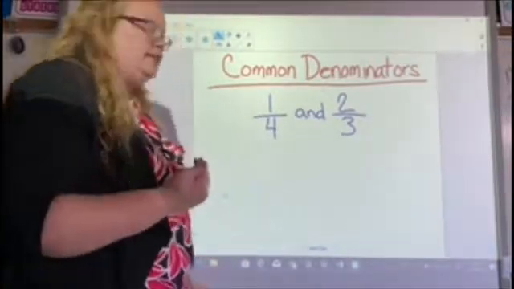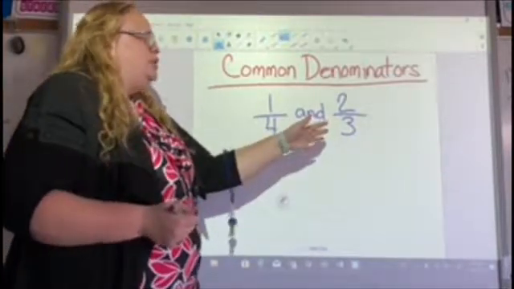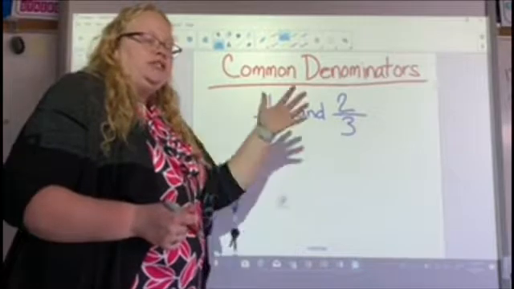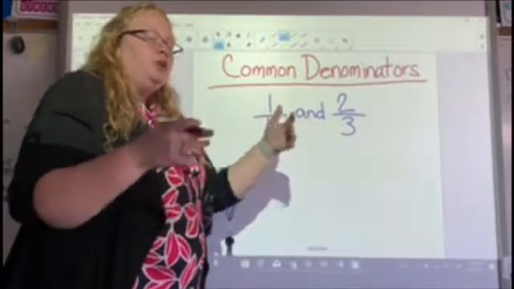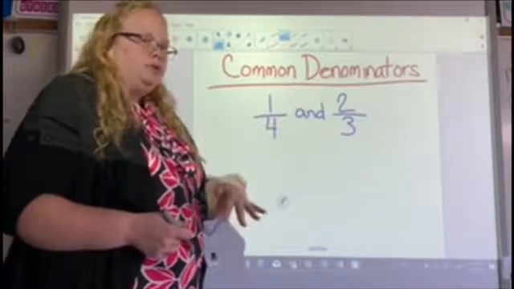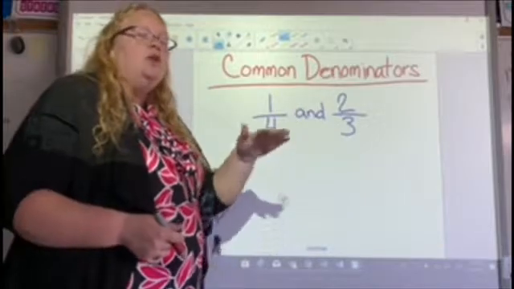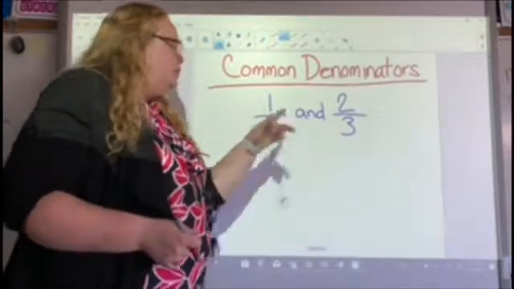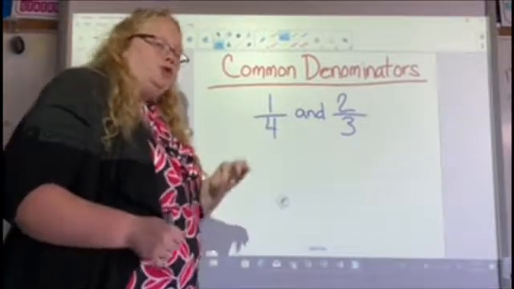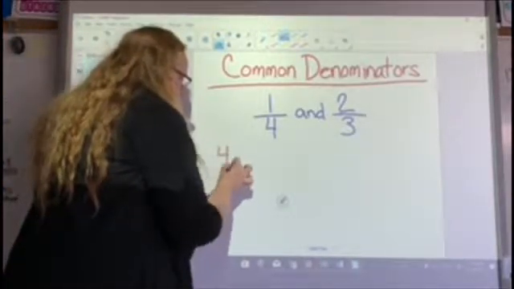Now, unlike a previous video where I used factors to go to simplest form, which are numbers you multiply together to find the answer, we are now going to find the multiples of the two denominators, and multiples are the answer you get when you multiply two numbers together. So we are looking for the multiples of 4 and 3.